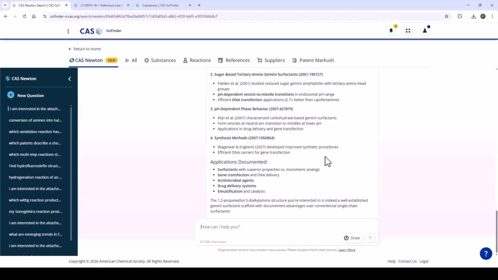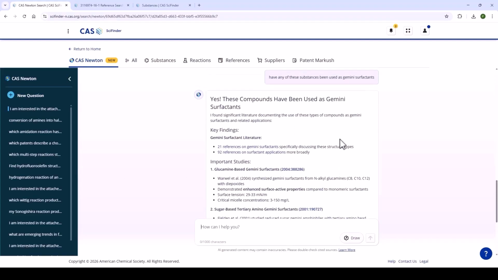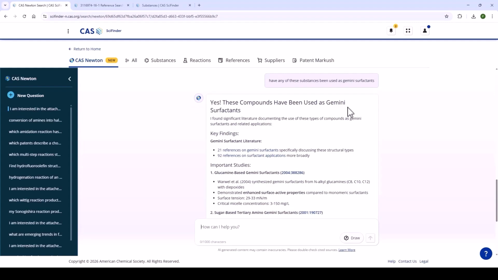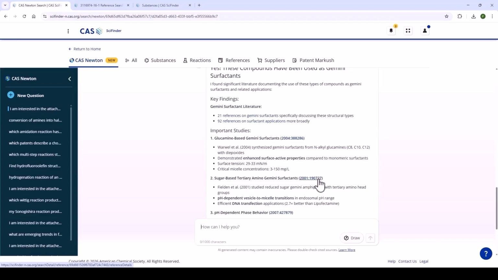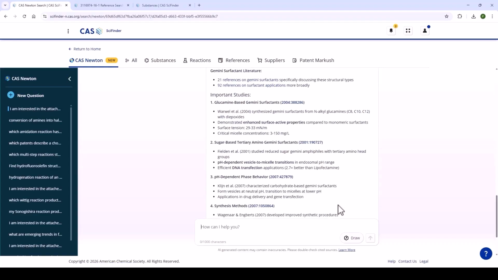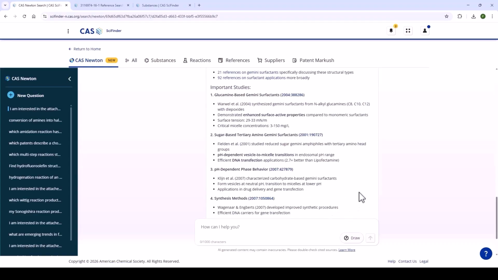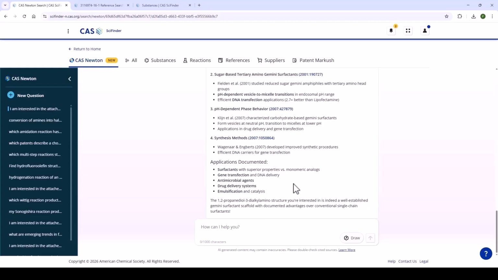And we have indeed our result set. They have been used indeed as Gemini surfactants. And here we have some literature references of those that we would have. So yeah, those have been identified, and we also see the literature references from a variety of time periods, and we see some further documented applications of these compounds.